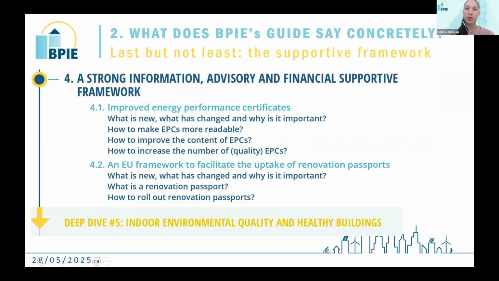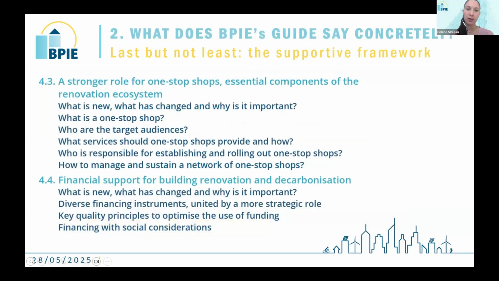We chose to start from the information tools that have existed for a very long time, energy performance certificates, which have seen a big reform in this EPBD revision. And here we outline and show how they can be made more readable, how they can be rescaled, how to improve their content, both indicators and recommendations, and then how to increase their numbers, but also how to increase their quality.